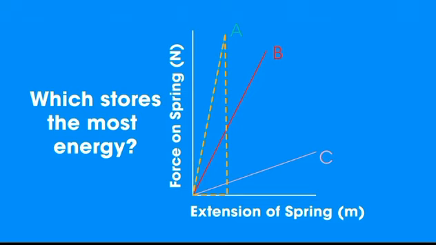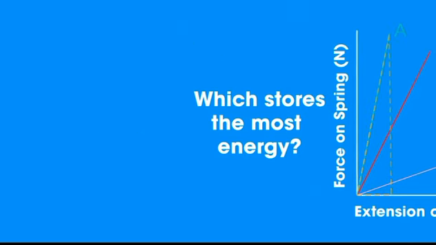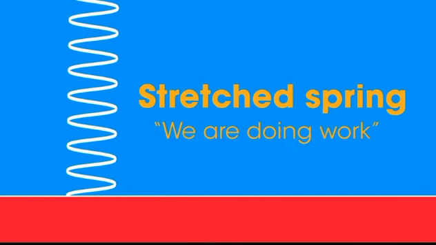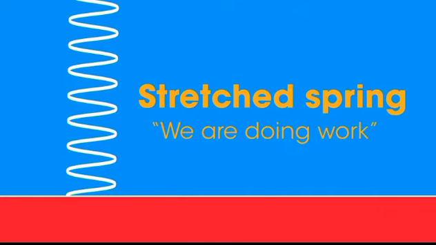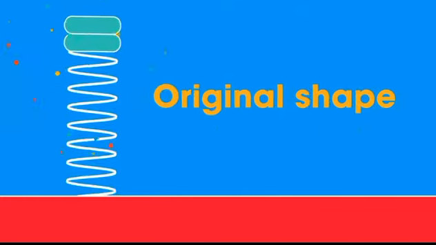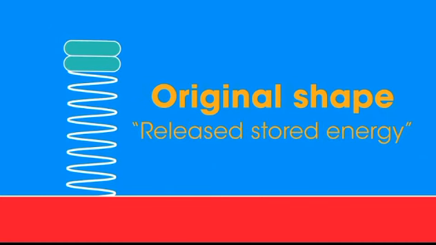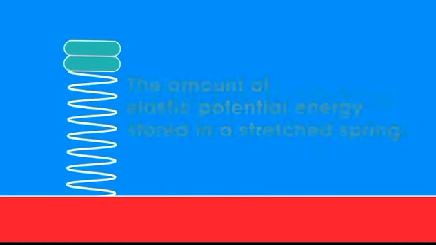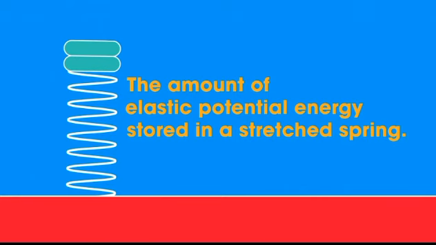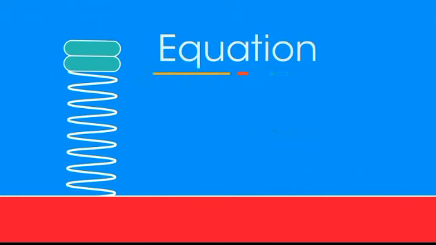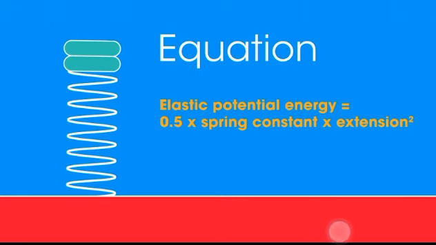Let's look more at the stored energy. When we stretch a spring, we can change its shape. We are doing work. The spring can then go back to its original shape and the energy stored in it is released. The amount of elastic potential energy stored in a stretched spring can be calculated using this equation. Elastic potential energy equals 0.5 times spring constant times extension squared.